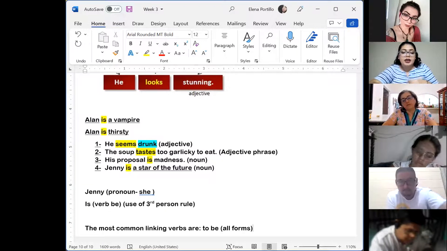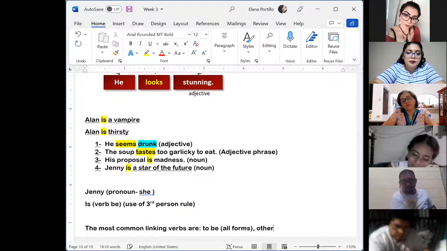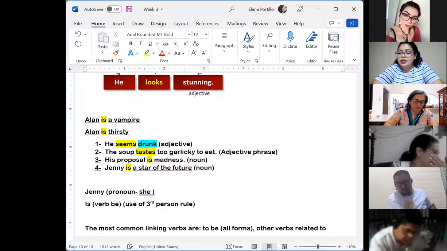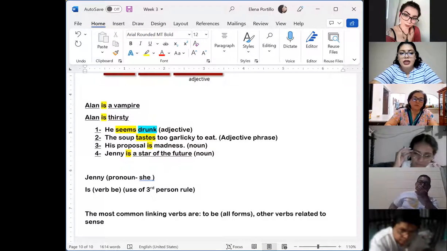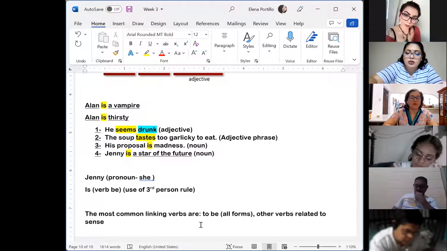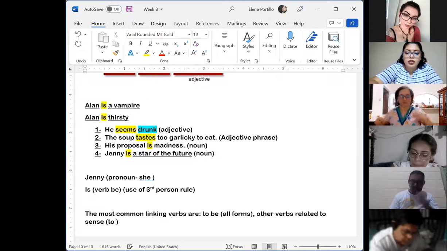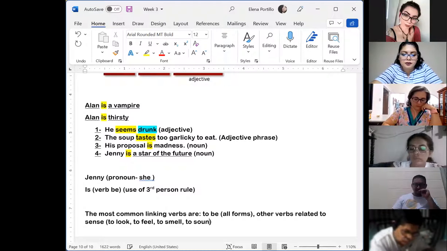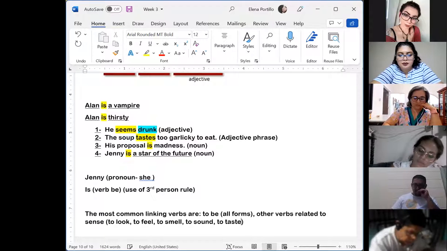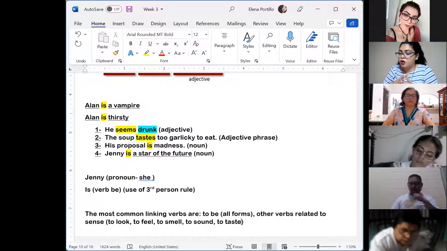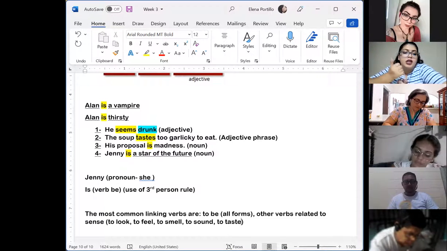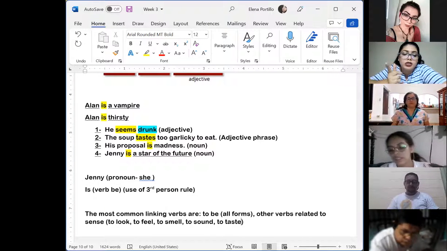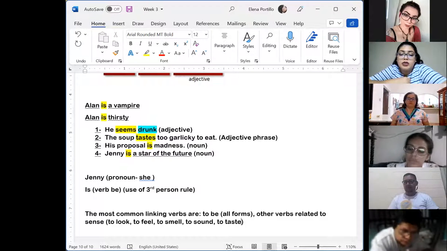Then we have other linking verbs related to the senses, like seems and taste. And we have these ones here: to look, to feel, to smell, to sound, and to taste. So, in this case, los verbos que tienen que ver con los sentidos también funcionan como linking verbs. Mirar, sentir, oler, el sonido o escuchar y probar. So in that case, the number one and number two are part of the verbs related to the senses.